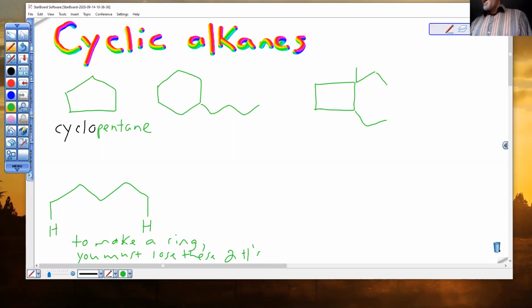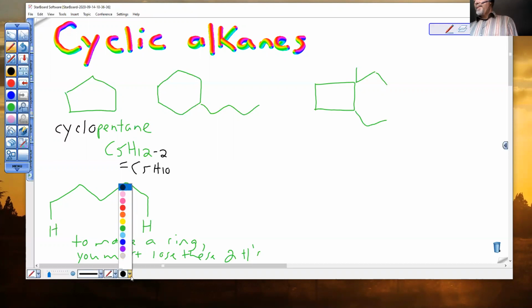And you have cyclopentane, which is C5H10. It started out as pentane, and then because it's got a ring, it loses 2 H's. And that was right here.